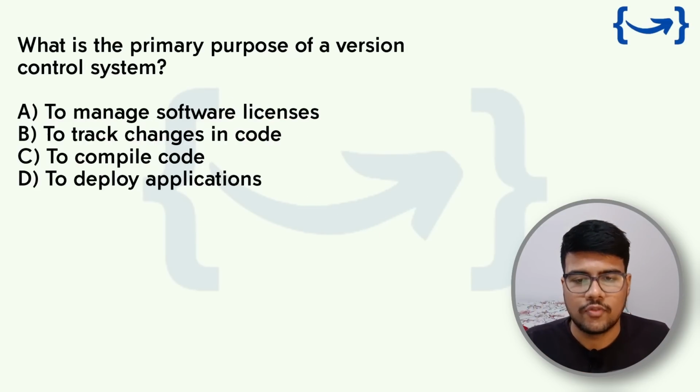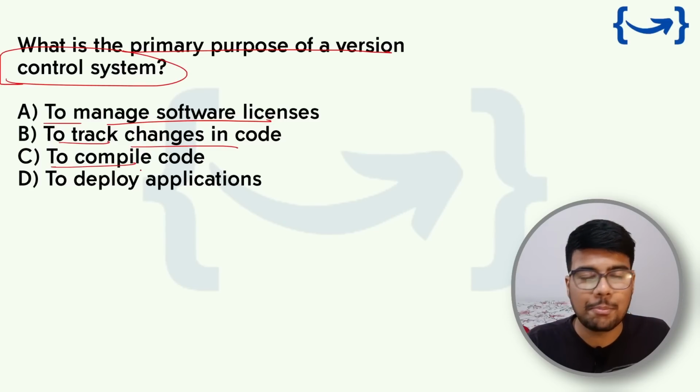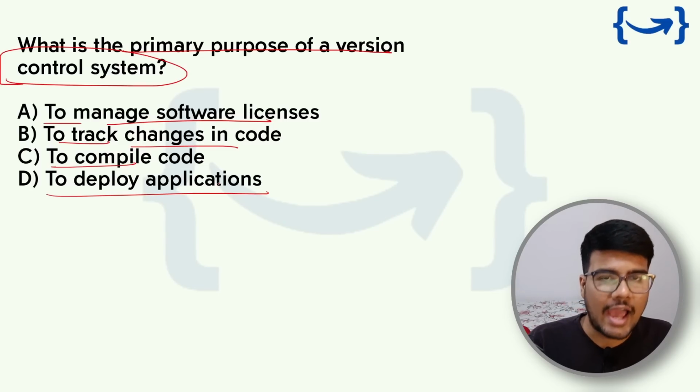Okay, now what is the primary purpose of a version control system? To manage software licenses, to track changes in code, to compile code, to deploy applications.